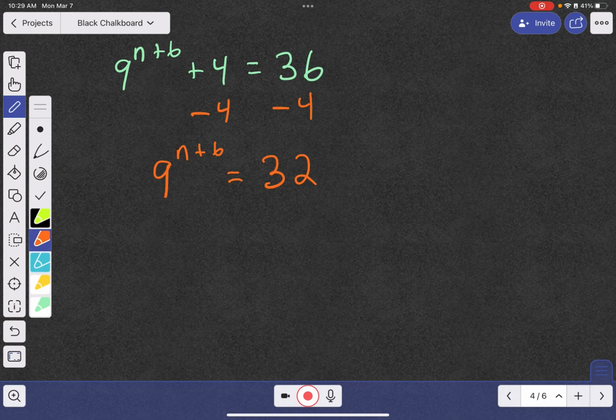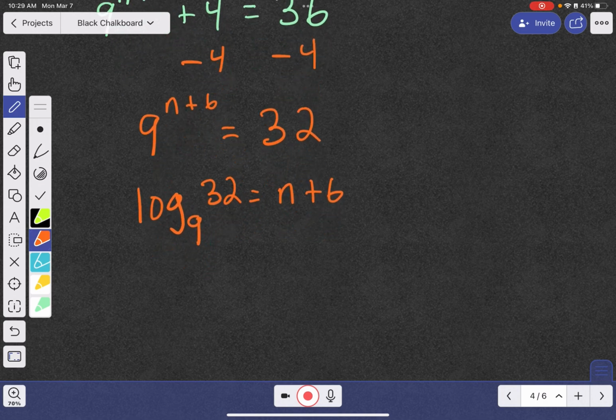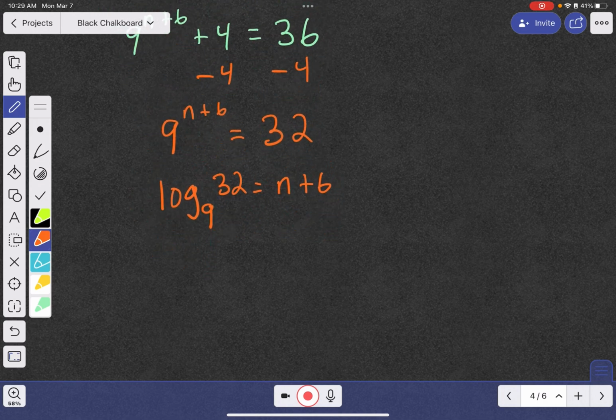Next step then is to write it as a log. What is this as a log? Log base 9 of 32 equals n plus 6. Now go ahead, use the change of base formula to find the value of n. Go ahead and finish it up.